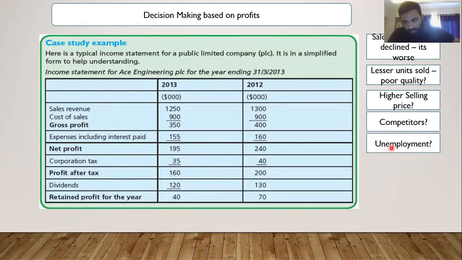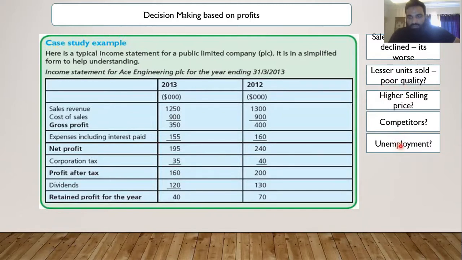What else? Is there an increase in unemployment in the country? Sometimes people lose their jobs, they don't have money, they cannot spend. Due to this, many businesses face a decline in revenues. If this is the reason, then we cannot do a lot about it, but we can still respond by lowering our prices. But clearly, one thing is obvious: sales revenue has declined and it is not good for the business. So these are the possible reasons.